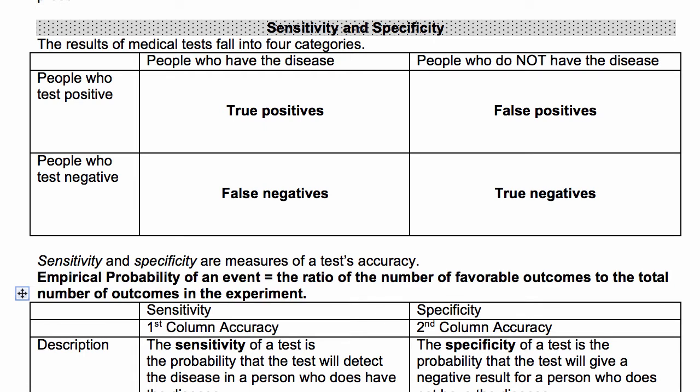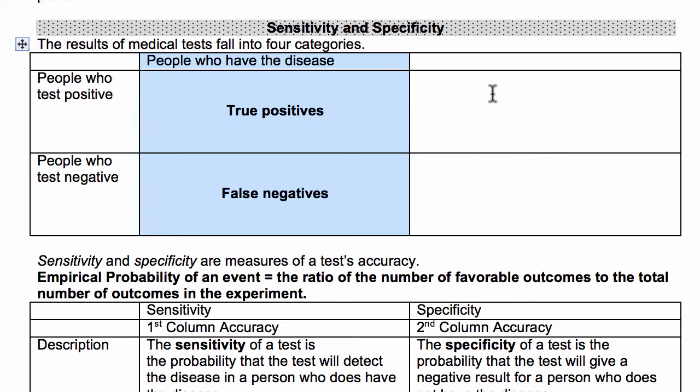Moreover, empirical probability is found by taking the ratio of the number of favorable outcomes to the total number of outcomes in the experiment. Since sensitivity measures the accuracy of the test on the first column of our chart, people who have the disease, we will consider only the first column when calculating sensitivity. For the moment, let's forget that the second column exists. This means our denominator is made up of all people in the study who have the disease, the people in the first column of our chart. And our numerator is all the people in this column for which the test is accurate, our true positives.